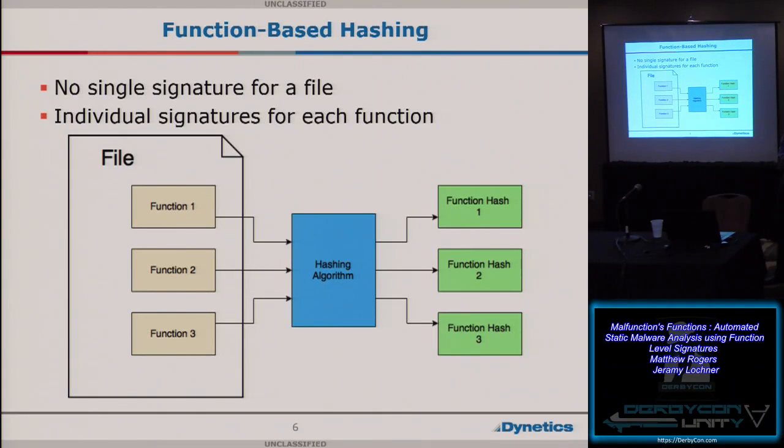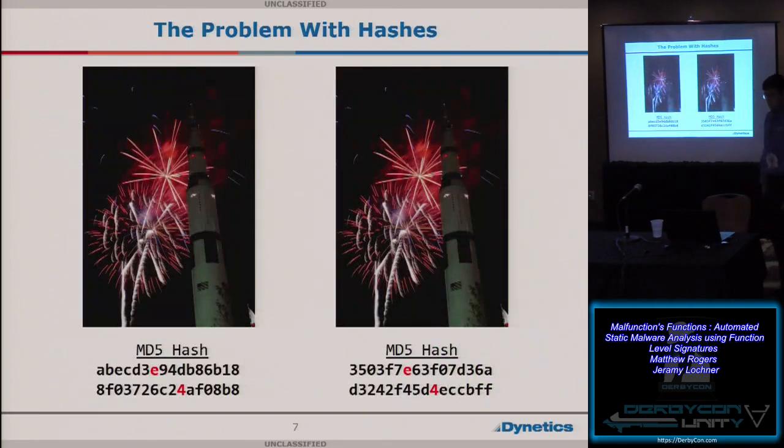So instead of hashing the entire file with MD5 or SHA-1 or something like that, we would go into the file and disassemble it and get each individual function and hash those with the same either MD5 or whatever we wanted to use. Then we ran into our next problem, which was standard hashing. The problem with standard hashing is that if there's a small change in the input, then sometimes there's a very large change in the output.